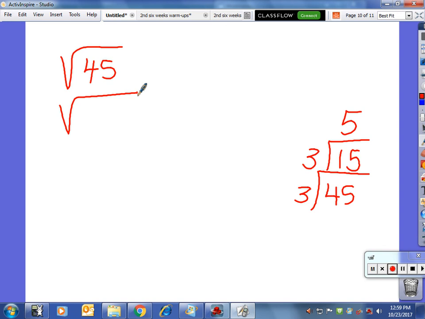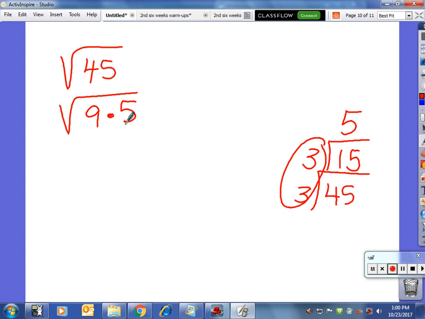3 is not the perfect square. 9 is the perfect square. This pair, put them back together, is 9. Isn't 9 a perfect square? Okay, so do you agree that 45 is the same thing as 9 times 5? Now, that square root symbol goes with the 9 and with the 5. One of them gets to come out.